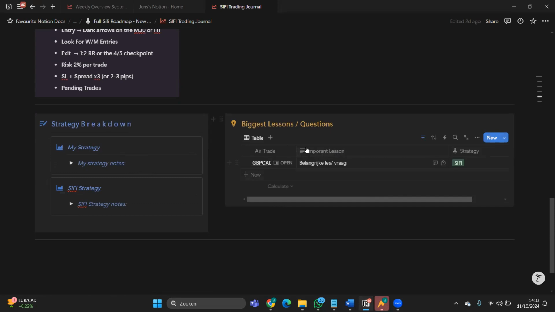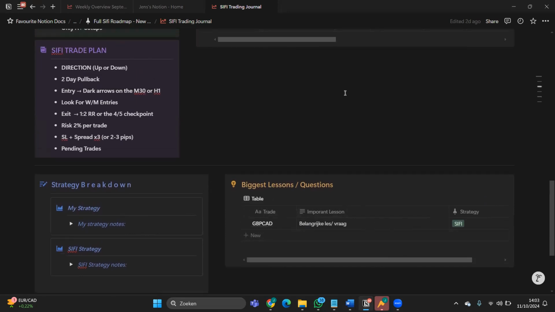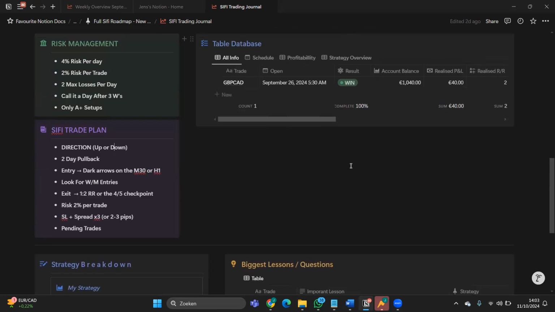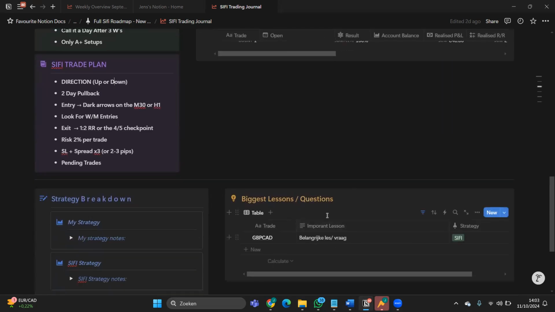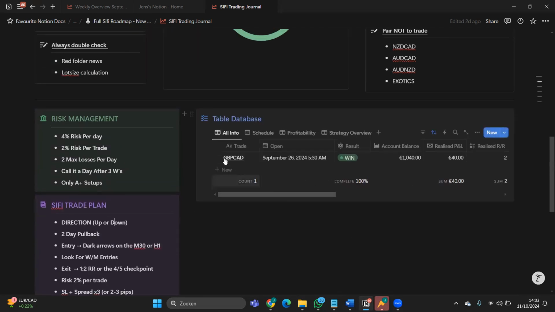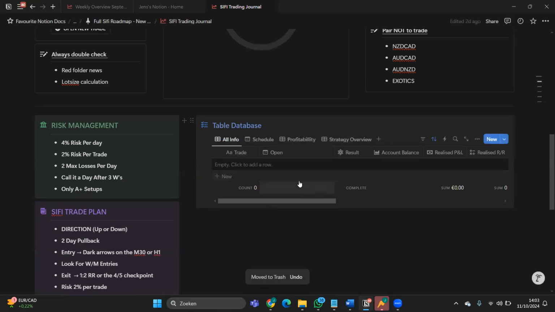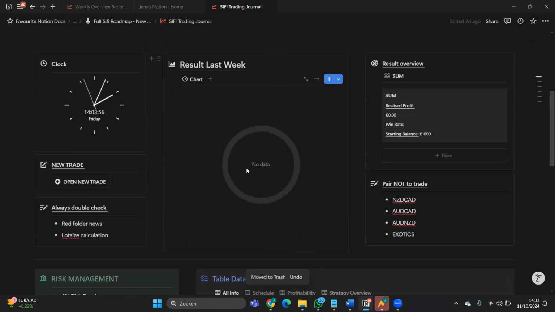I like this, and I made this especially because at the end of the week, I like to look at what the lessons of this week were. At the end of the month, I might not remember the most important lessons that I learned this month. And there's no purpose in writing down a lesson and not really learning from it, or not being reminded of it. I'm going to delete this one really quickly. So there are no trades here right now, so there is no data.